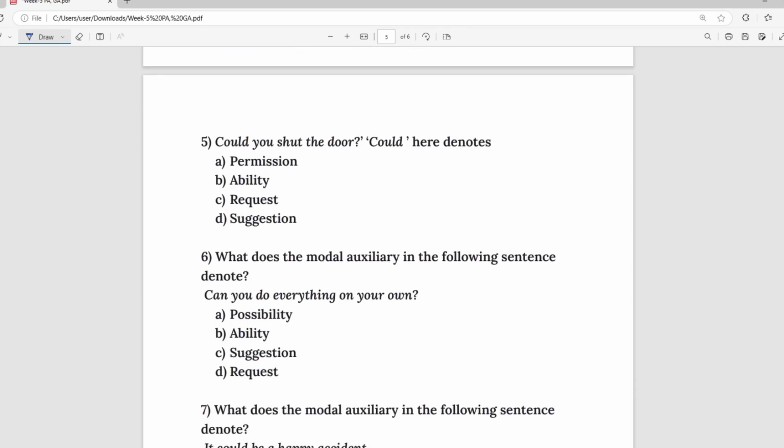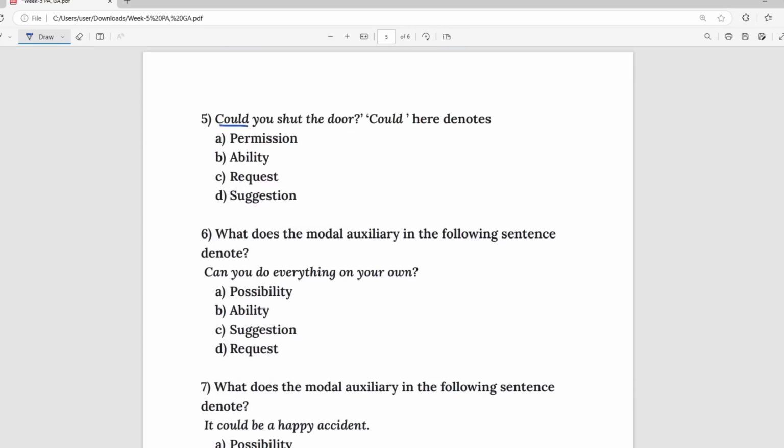Fifth one, could you shut the door? They are asking what does could here denote? It's clearly a request. And could here is making a more polite request. Person is requesting someone to shut the door.